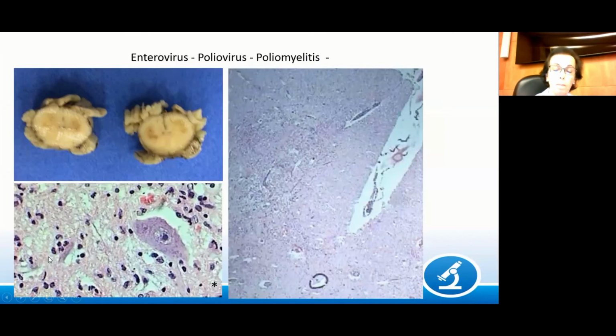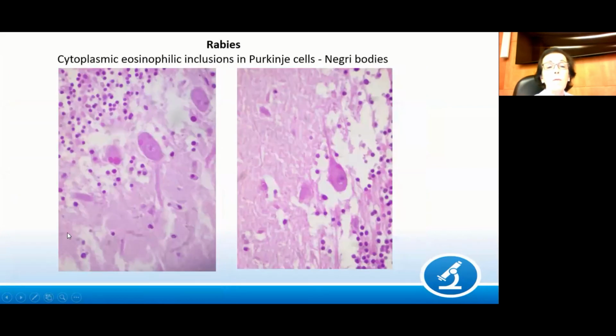There is neuronophagia. And the last one, I saw 2 or 3 cases of rabies. The patients had been bitten by bats in the north of Brazil, but the material came to me and I examined this case. So just to show the typical intracytoplasmic eosinophilic inclusion in the Purkinje cells, which are in fact the Negri bodies.